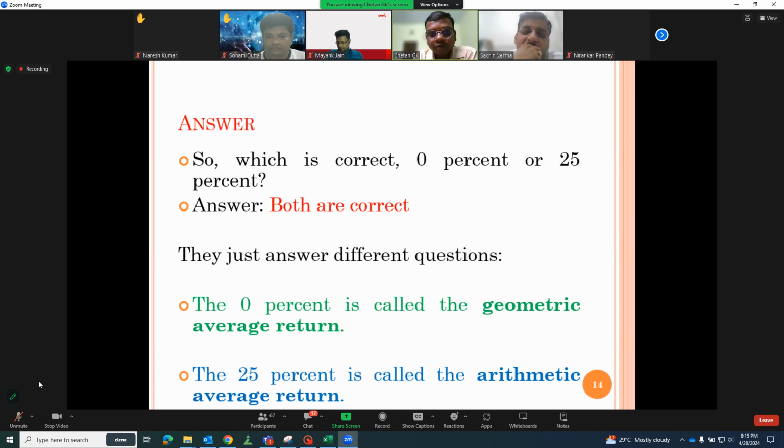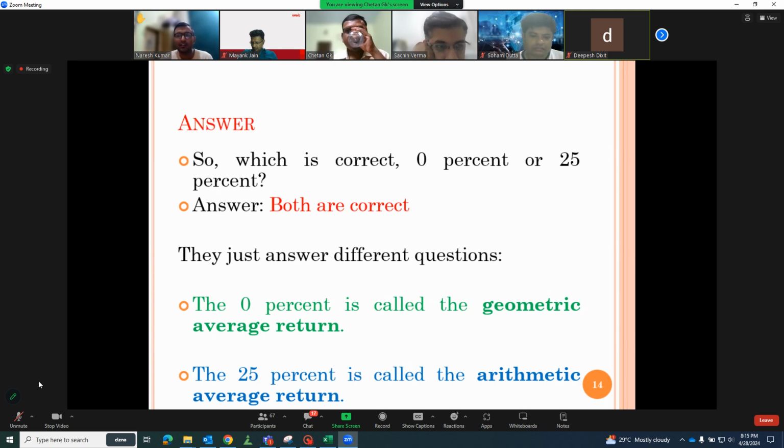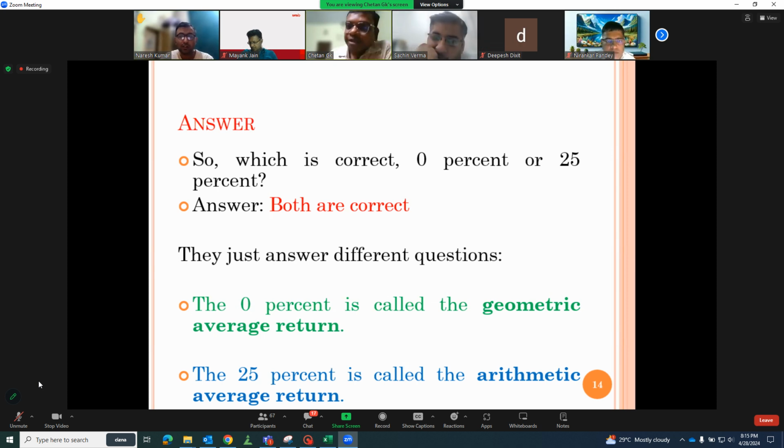Yes, Naresh Kumar, can you please go ahead and explain? This is equivalent to CAGR, compounded annual growth rate. Yeah, so CAGR is equivalent to geometric return. Okay, geometric return is one more terminology called CAGR return, compounded annual growth rate. Okay, both are same.